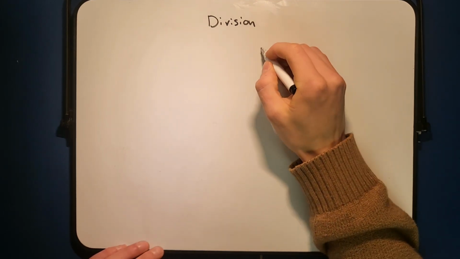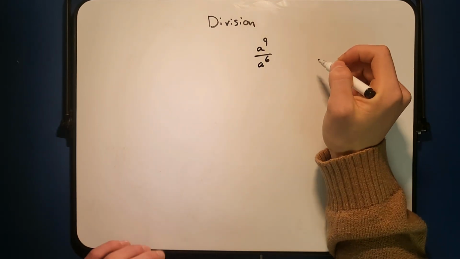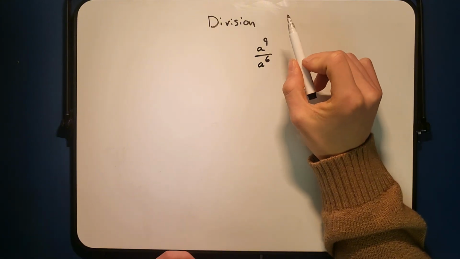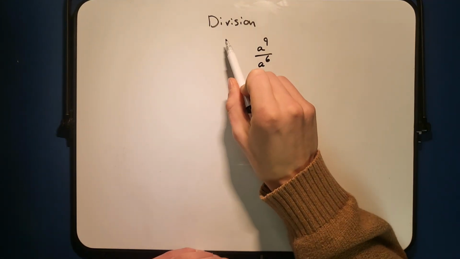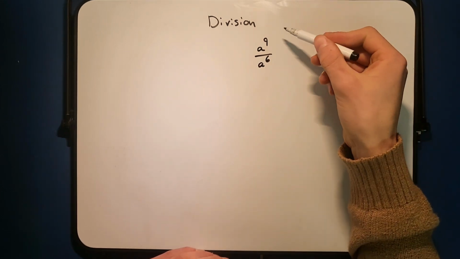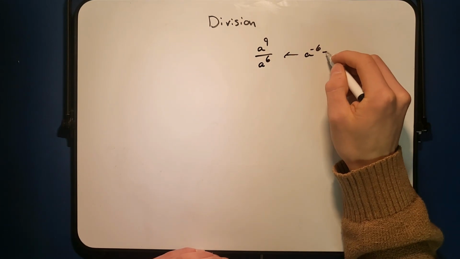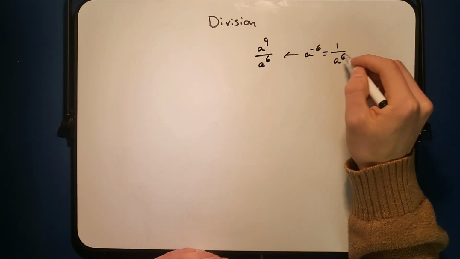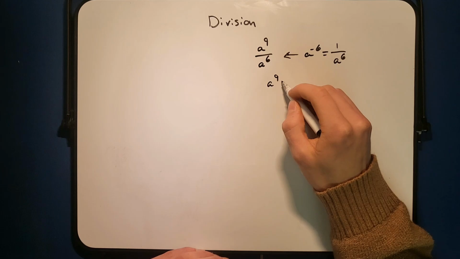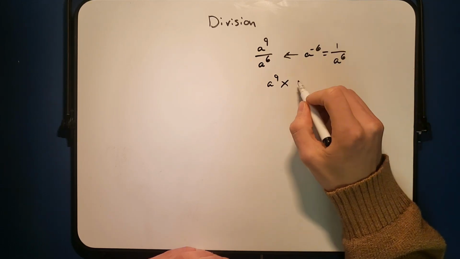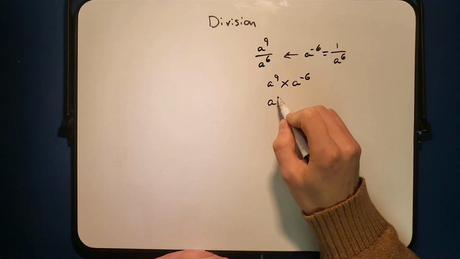Now let's take a look at division. Let's say we have a to the 9 divided by a to the 6. Okay. Now with multiplication, what we did was we add the powers. So with division, we're going to minus the powers. Now earlier I said a to the minus 6 is equal to 1 over a to the 6. So we can rewrite this as a to the 9 multiplied by a to the minus 6, which again gives us a to the 3.